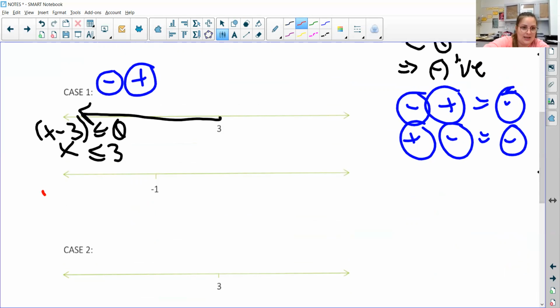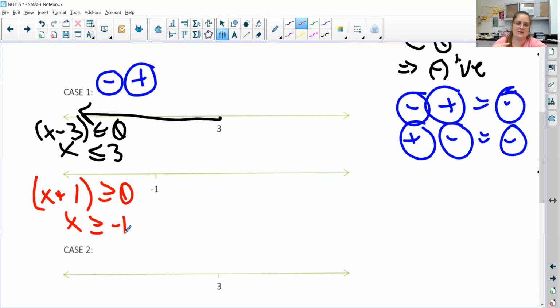is x plus 1, and we're saying, well, if the first one is negative, x plus 1 has to be more than 0, has to be positive. So that means that x has to be more than or equal to -1. So subtracting 1 from both sides. So that means it has to be in here.